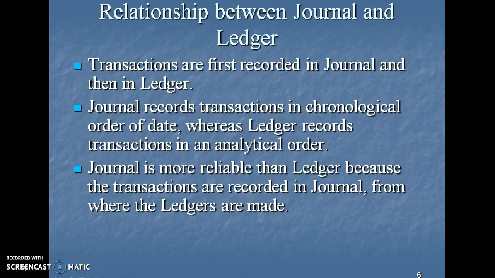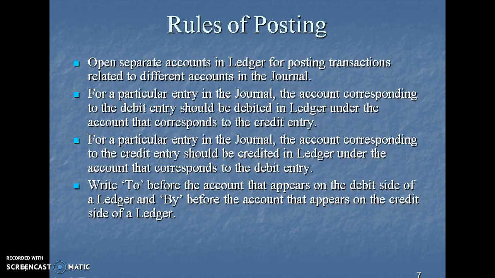Now, relationship between journal and ledger. Transactions are first recorded in the journal and then in the ledger. Journal records transactions in chronological order of date, whereas ledger records transactions in analytical order. Journal is more reliable than ledger because the first entries are made in the journal, from where the ledgers are made.